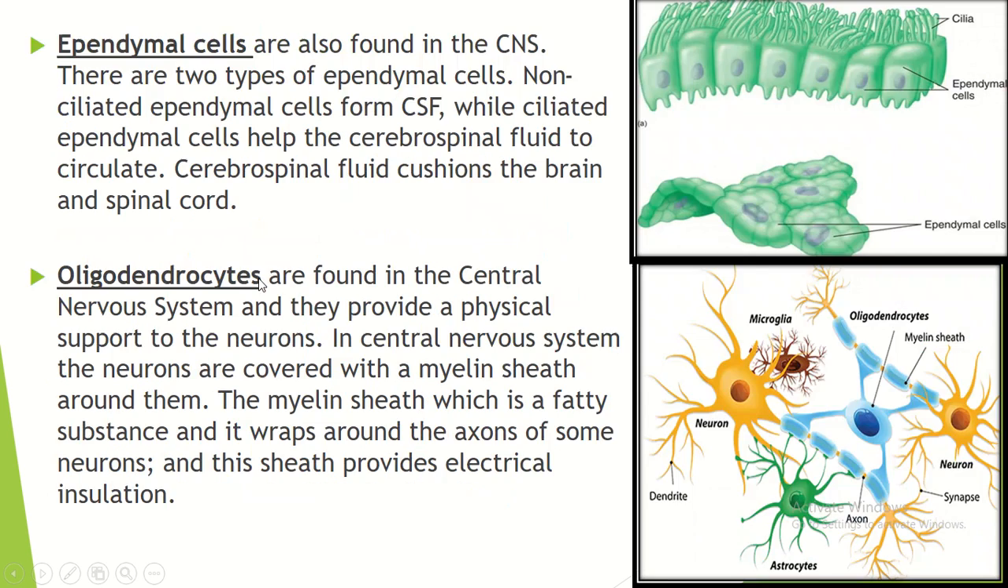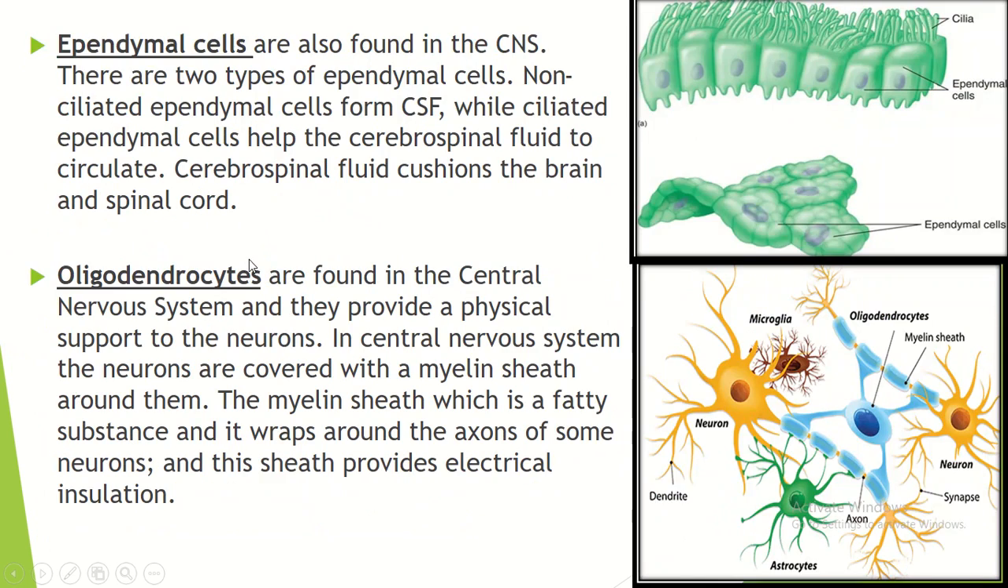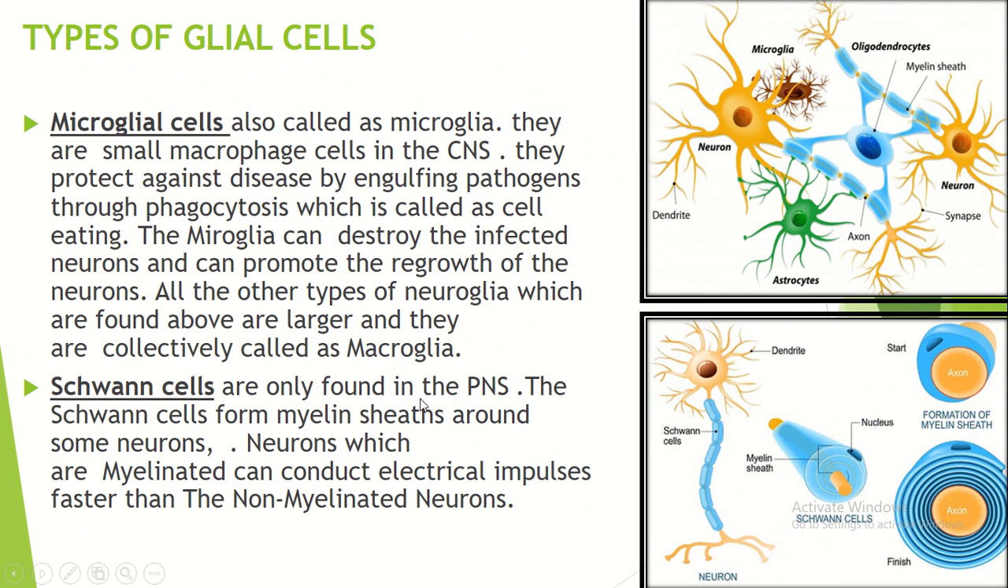So far what we have seen is about the central nervous system cells: the astrocytes, microglia, ependymal cells and the oligodendrocytes. Now we are going to see about the peripheral nervous system cells, that is the satellite cells and the Schwann cells. The Schwann cells are found only in the peripheral nervous system. The Schwann cells form the myelin sheath around the neurons. We saw that the myelin sheath protects the axon and provides insulation. The Schwann cells help in the formation of this myelin sheath.